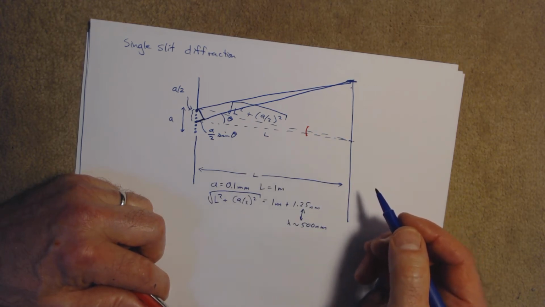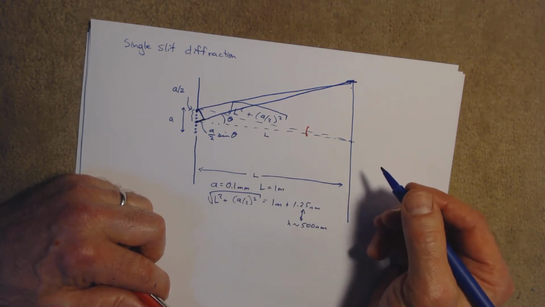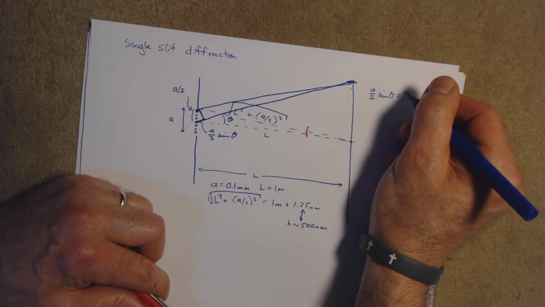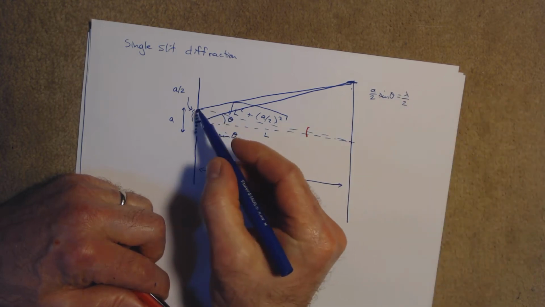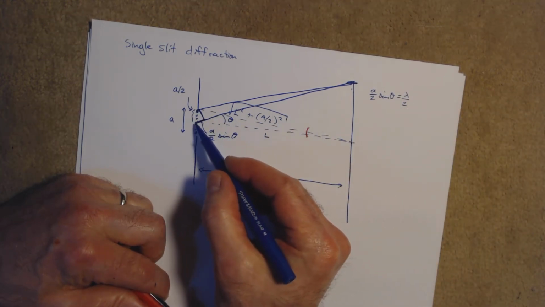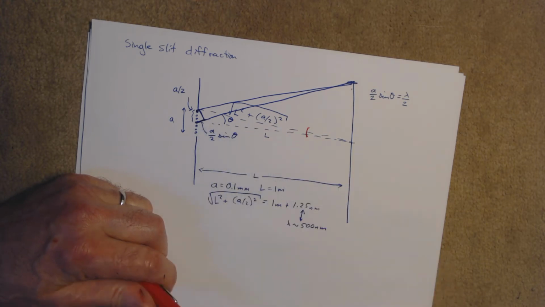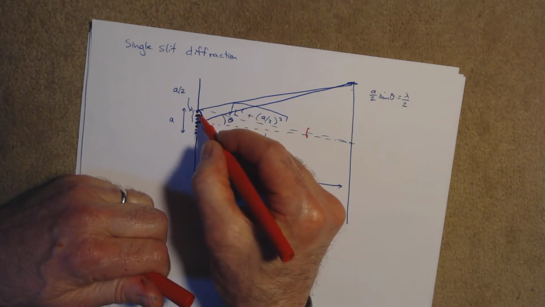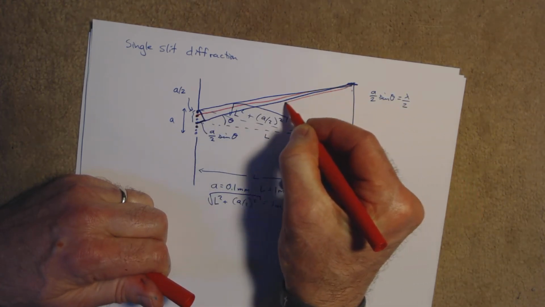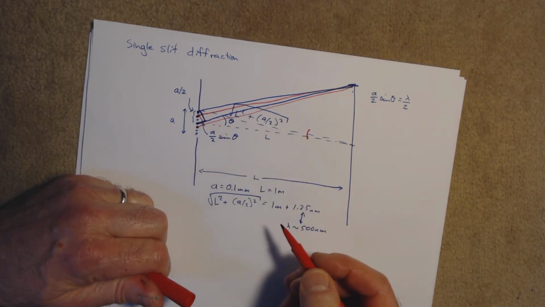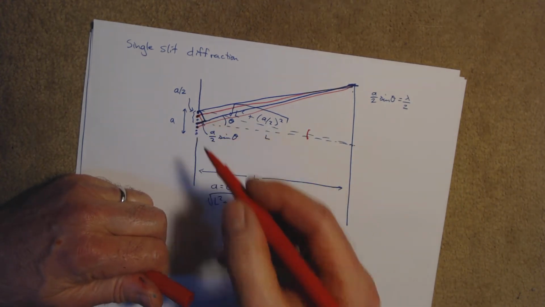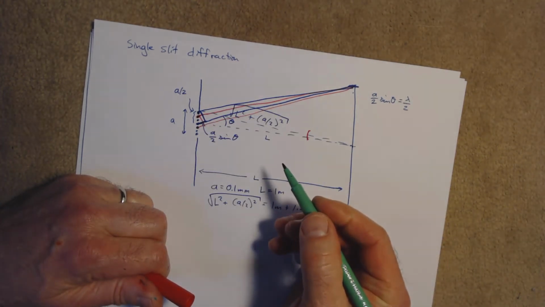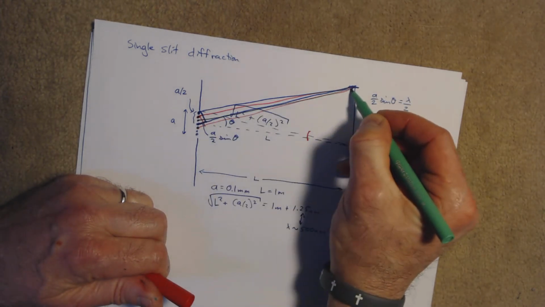I want to consider the case of when a over 2 sine theta equals a half a wavelength. So if a over 2 sine theta equals lambda over 2, that means I would get destructive interference between this point and this point. But if I consider the next point down, this point here and this point here, those two also have a path length difference of a half wavelength. And then if I go to the next one down, let's say this point and this point, they would also differ in path length by a half a wavelength.